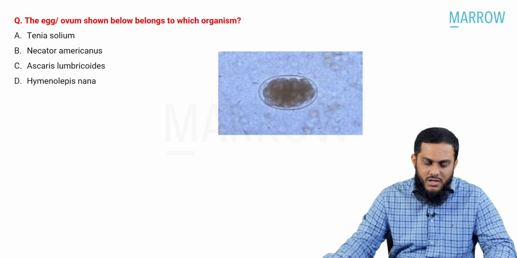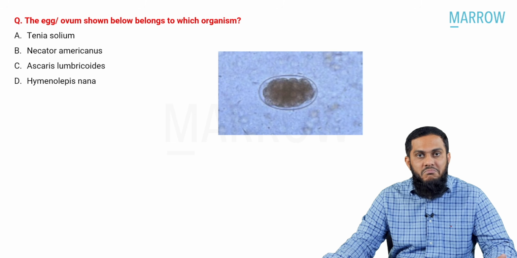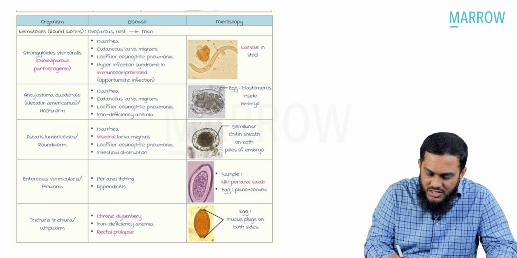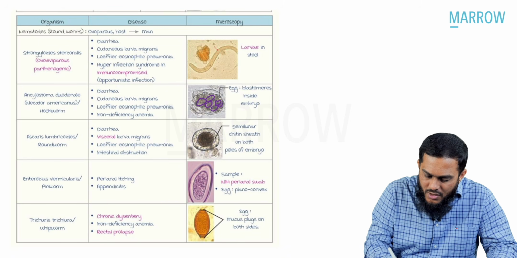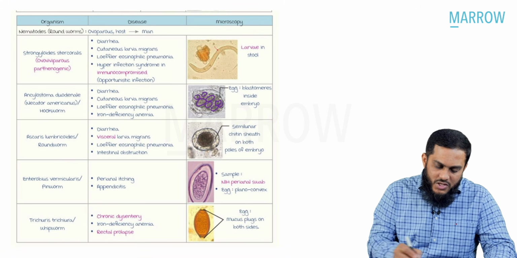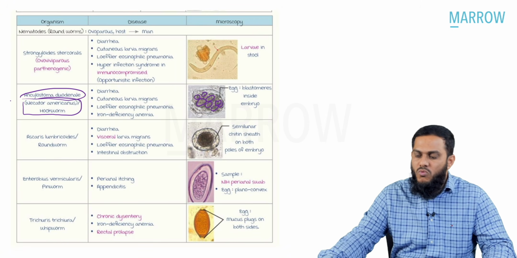So next question. The egg shown below belongs to which organism? Again, directly from class notes. See the egg here. These are blastomeres inside the embryo. When you see blastomeres inside the embryo, it is Ancylostoma duodenale or Necator americanus, both are hookworms.